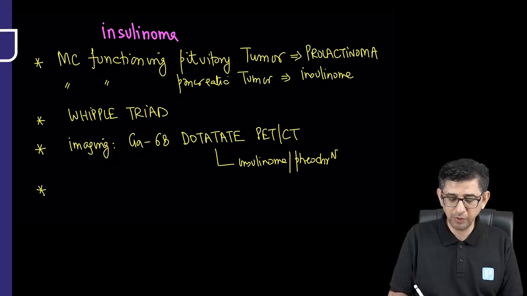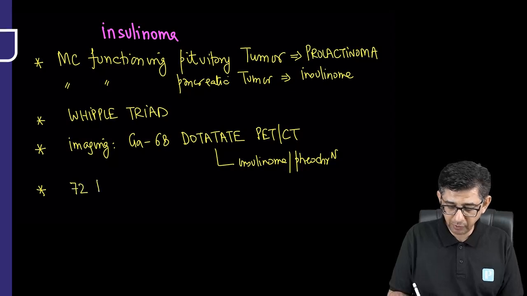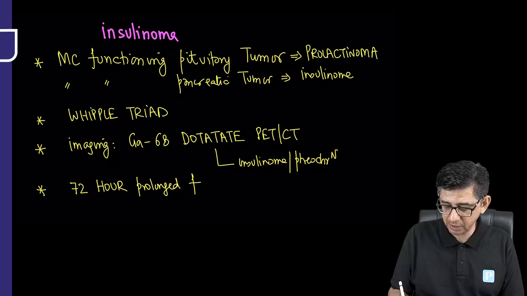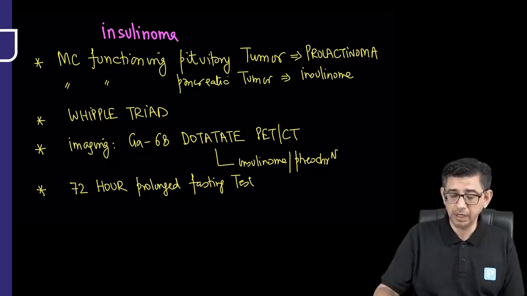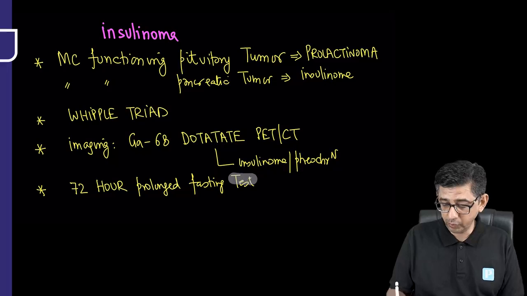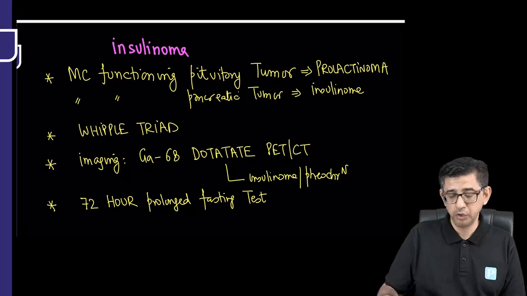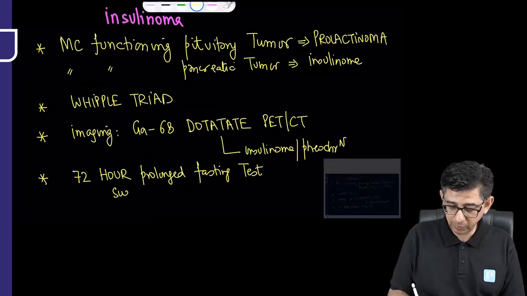Once we have identified the tumor, he'll also ask you what will be done for the diagnosis of insulinoma. That's again a very peculiar piece of information: the 72-hour prolonged fasting test. When you read this term, it is itself an enigma. In this test, we check the value of sugar in this patient, which will turn out to be low.